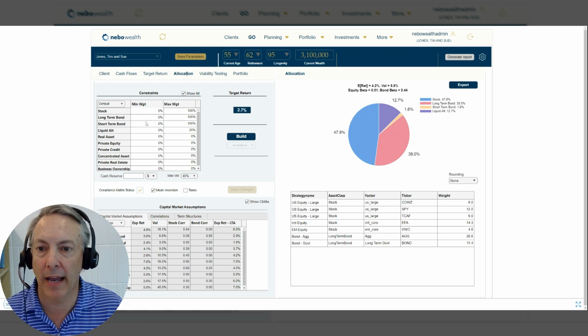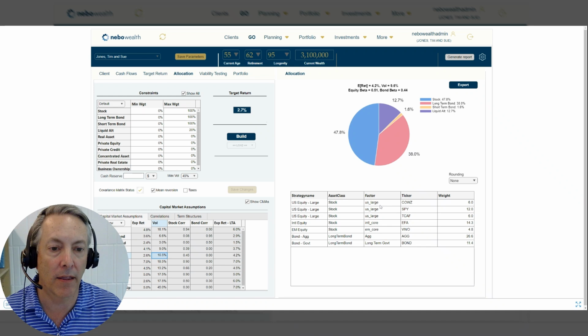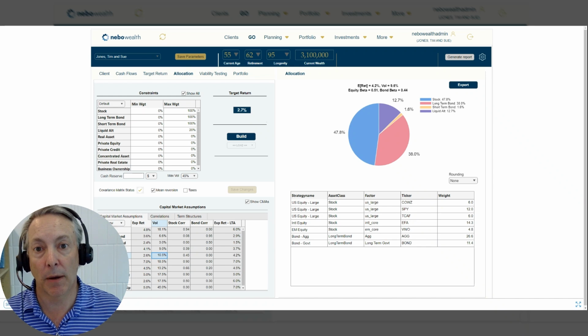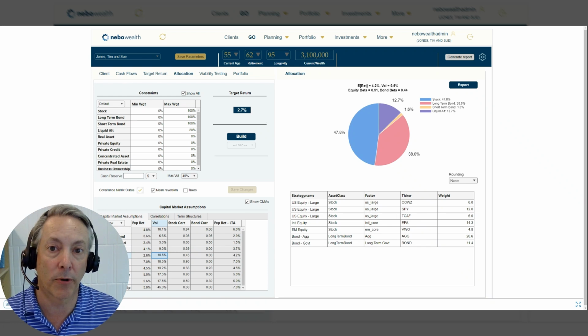We can add asset classes. We can add min and max constraints for all the portfolios. And then we have the capital market assumptions down here that are all editable. And then the implementation over here to the far right, again, all open architecture. So in a couple minutes, we can take Tim and Sue from basic information all the way to the perfect fit portfolio.